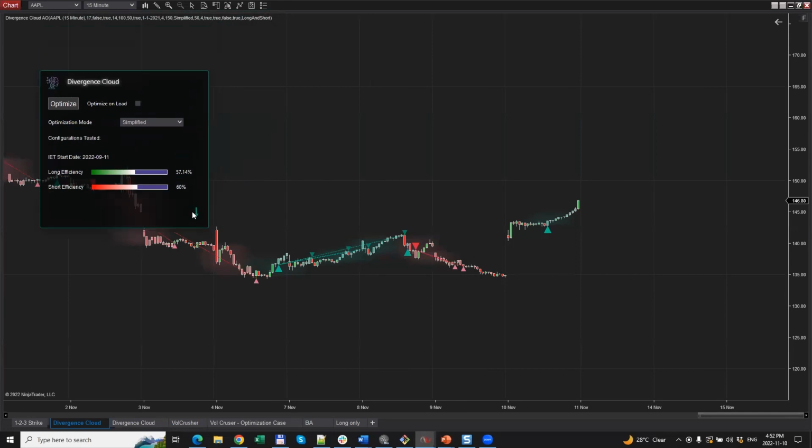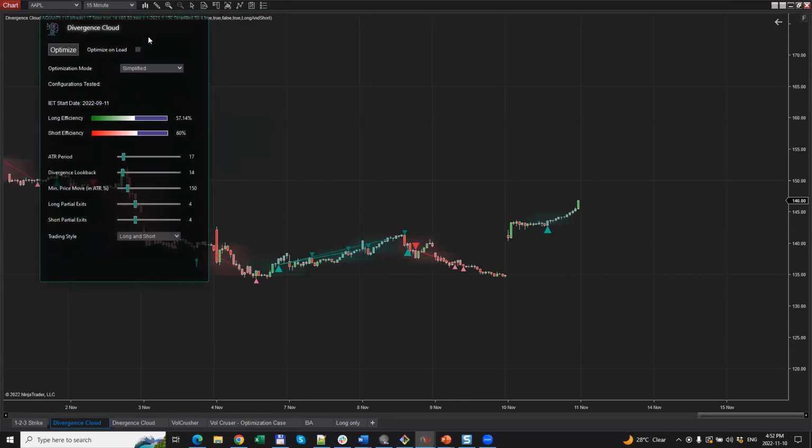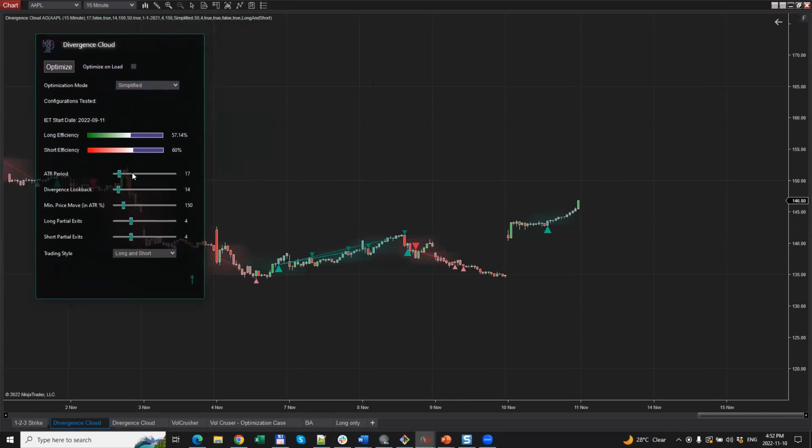And again, if I expand it, I see all the parameters, in this case for divergence cloud, and I can play around with them to see if I can improve my odds by moving things around. So you can see here, yes, some simple parameter changes will significantly improve how the indicator is performing. And for you as a trader, this is a very easy and fast way to dial in this indicator to a particular symbol or time frame.